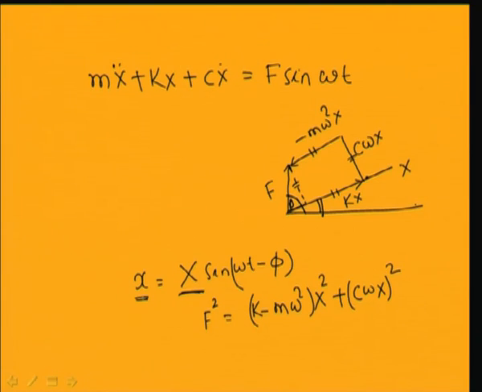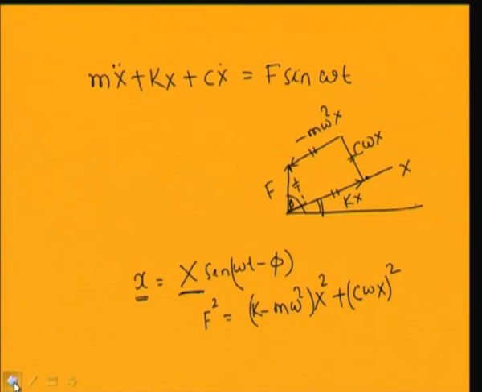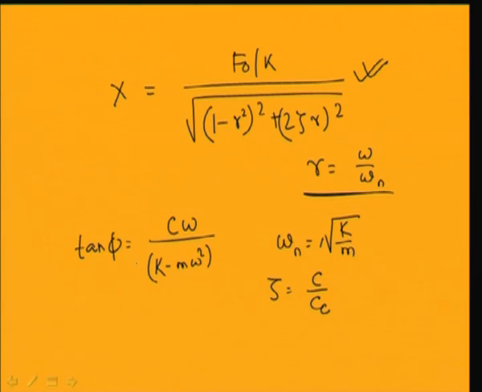So, phi equal to c omega x by (k minus m omega square) x. You can cancel this x, so you will get c omega. So, the expression for tan phi you can also find. Tan phi is equal to c omega by k minus m omega square, that is, c omega x by k x minus m omega square x. So, this becomes c omega by this. In this way you can find the magnification factor and the response. So, this is the steady state response of the system.